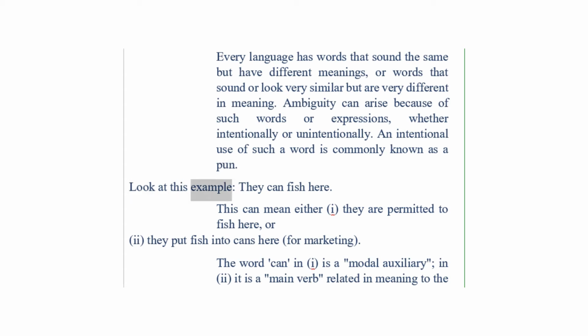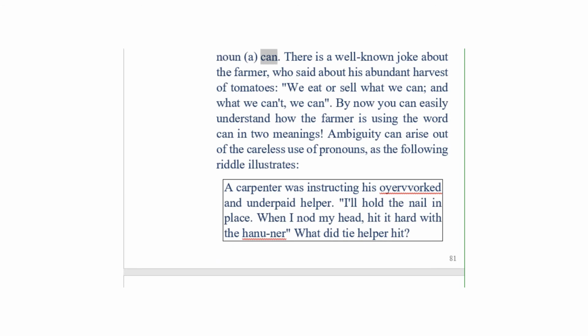Look at this example: "They can fish here." This can mean either (1) they are permitted to fish here, or (2) they put fish into cans here, for marketing. The word "can" in (1) is a modal auxiliary. In (2), it is a main verb related in meaning to the noun "a can."